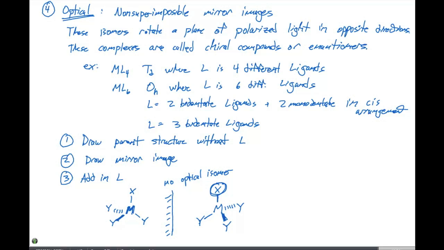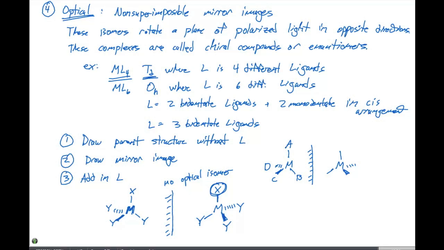Okay? But on the other hand, I said one of the examples here would be an ML4 tetrahedron where L is four different ligands. So let's just say I have my transition metal center and I draw the tetrahedron just like this. I set up my mirror plane. I have the mirror image here where this bond comes in here like this. This goes like this. I have a bond coming out and one going back into the board. Again, we first draw our parent structure, then we put the ligands around it. So let's just say I have ligands A, B, C, and D.